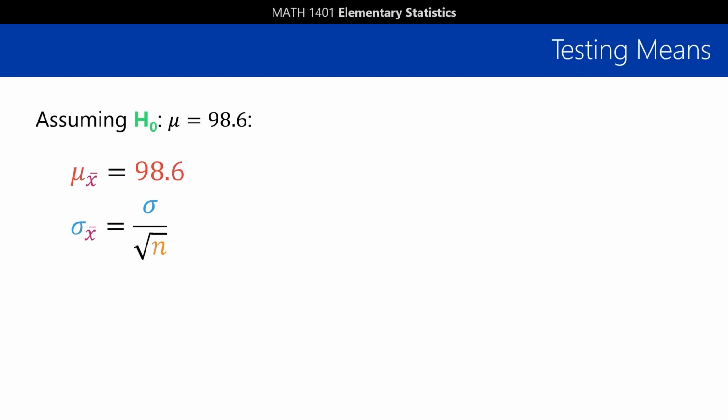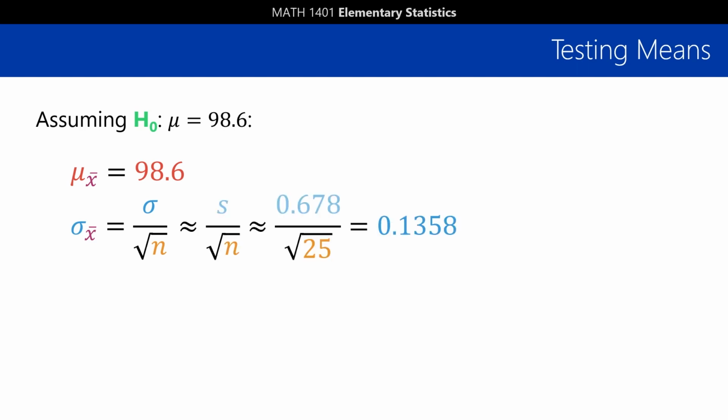But once again, we don't have sigma. That's okay though. We can get close enough by using the sample standard deviation, s, and dividing it by the square root of the sample size, n. That gives us about 0.1358. If we were using a z-test, we could just go ahead and use sigma over root n. But in a t-test, we have to use s over root n instead.